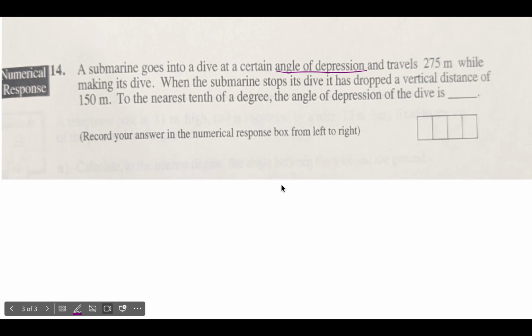Anytime you're looking at angle of depression or elevation, it talks about from eye level. So if I make a horizontal line, if I look up, that is my angle of elevation. And if I look down, that is my angle of depression. So we have to be careful where we're placing it, especially with angle of depression. It's often placed in the wrong spot.